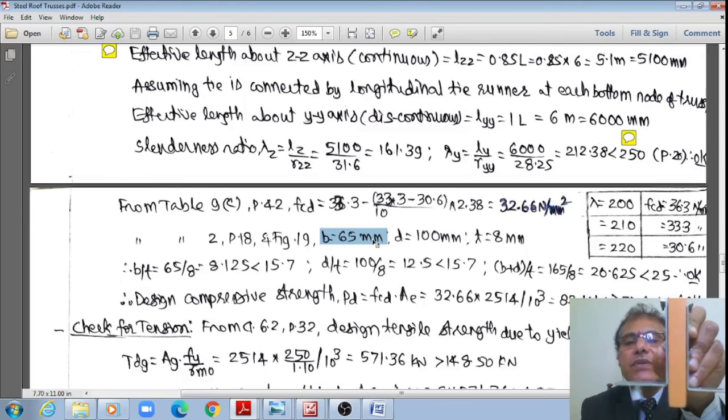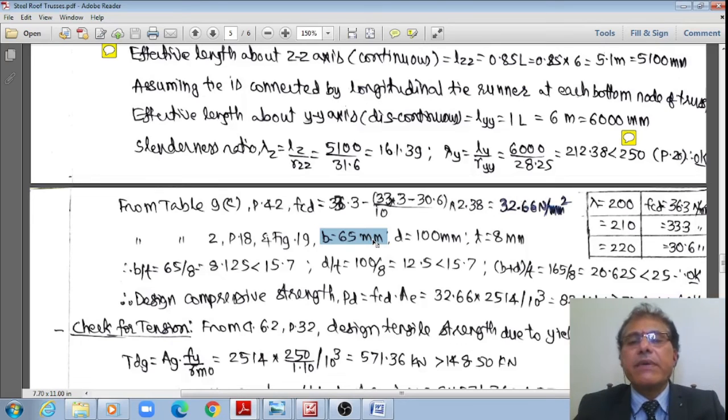Therefore, the outstanding leg is equal to 65, the connected leg D is equal to 100 mm and its thickness is equal to 8 mm. Therefore, this ratio B by T is 65 by 8, which is 8.125, still less than 9.7. Therefore, it is still plastic, even this is much less than 15.7. Therefore, it is not slender. D by T is also 100 by 8, which is 12.5. It is greater than 9.7, but it is less than 15.7. Therefore, as per this, it is not slender.